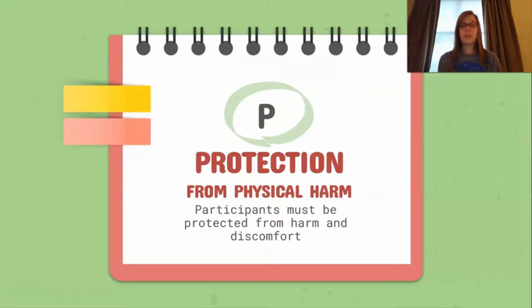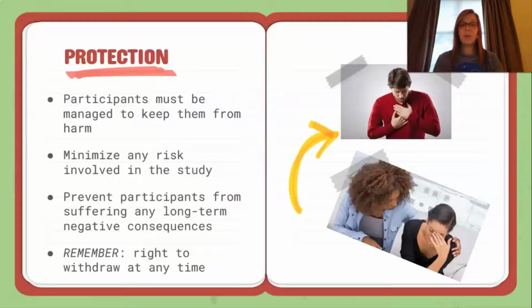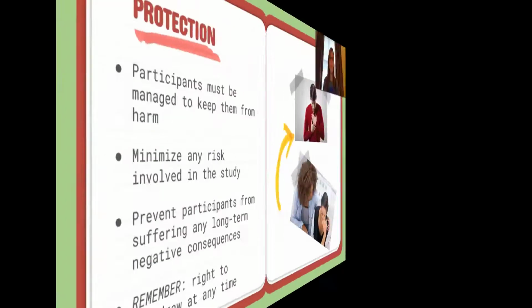Our first P stands for protection. Protection is from physical harm and also from discomfort. So this could be physical pain, or it could also be mental strain or stress. So participants during an experiment should be managed to protect them from harm. There should be as little risk as possible in the study, and we want to prevent our participants from suffering any long-term negative consequences. And remember, that means anything physical, mental, emotional. We don't want them to be harmed in any way by our experiment. And this kind of ties into that idea of the right to withdraw at any time.